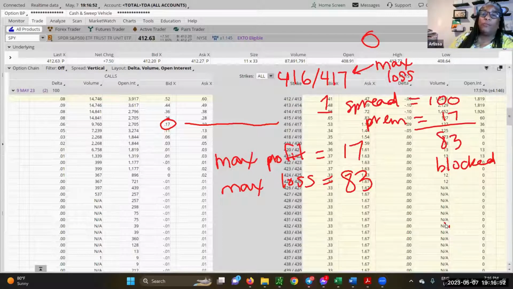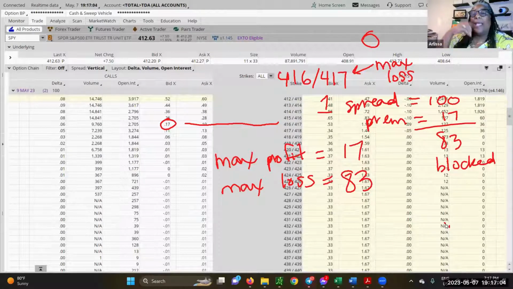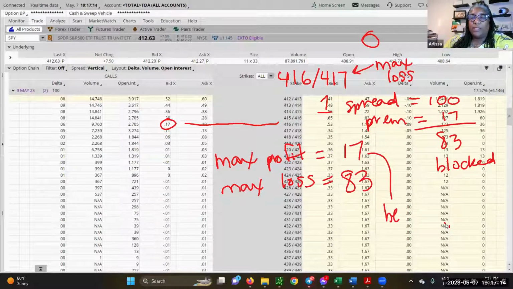Of course, you could close it before that to reduce your loss. If it's between 416 and 417, there will be some loss. It doesn't have to be max loss, depending on the time and what it's worth, but it won't be a full profit. Okay, we keep our $17 as long as price is below 416.